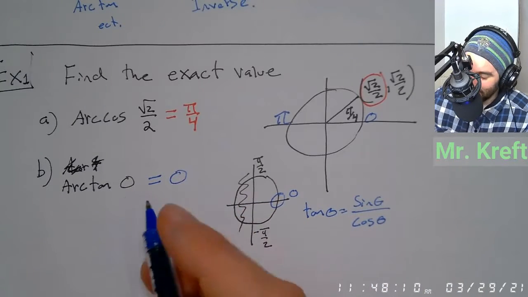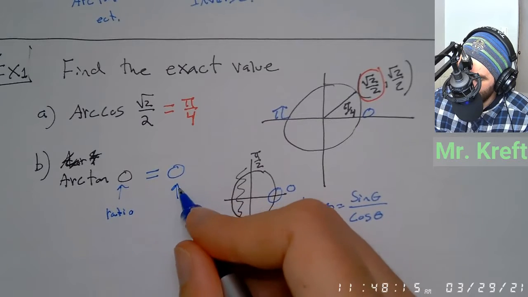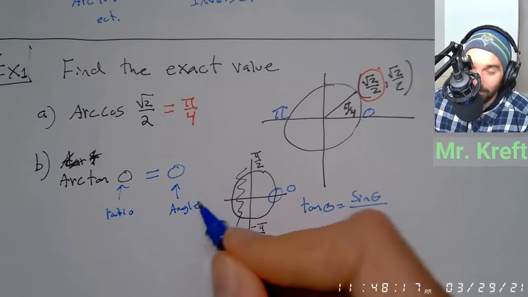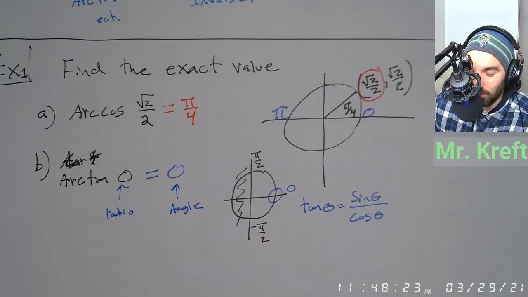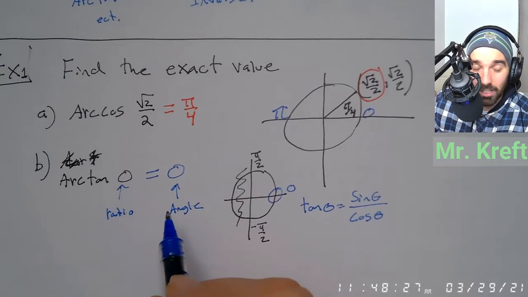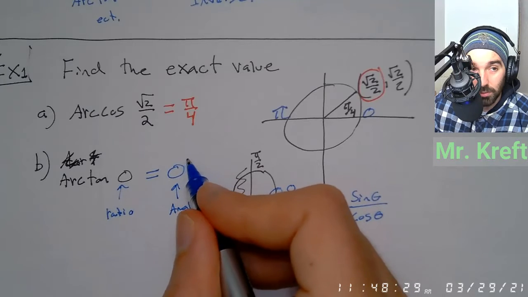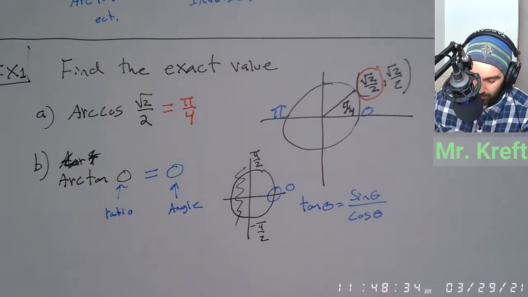Now, it's weird because this is a ratio. This is an angle. Okay? So it can get a little confusing when we're dealing with radians in that sense because, for example, with 0, are we talking about a ratio or an angle, right? If it was degrees, then we'd know to put a little degree symbol right here, and we would know, oh, hey, that's 0 degrees.